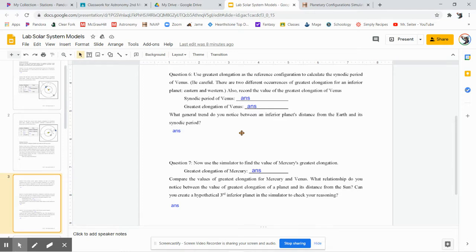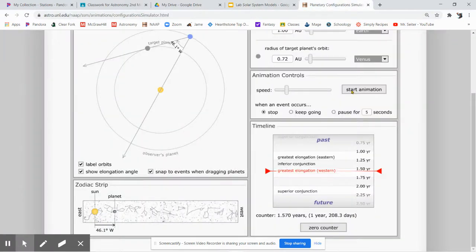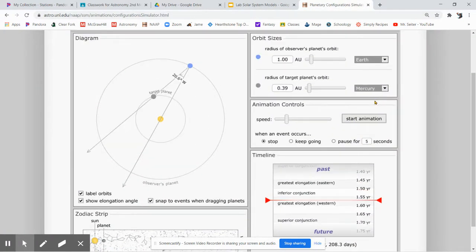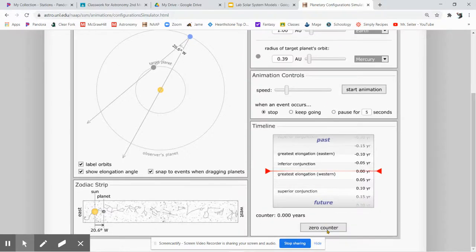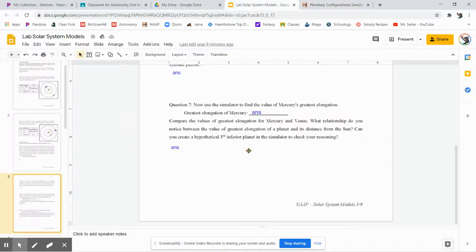All right. Question number 7. Now use the simulator to find the value of Mercury's greatest elongation. That should be simple. Let's just go back to Mercury here. We'll reset, zero the counter. Just always zero that counter. It's just easy. We'll just click greatest elongation, 23 degrees. There it is, 23 degrees.